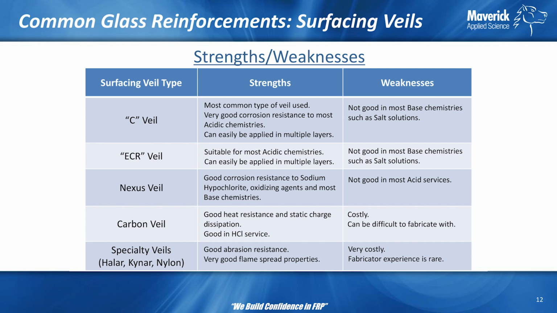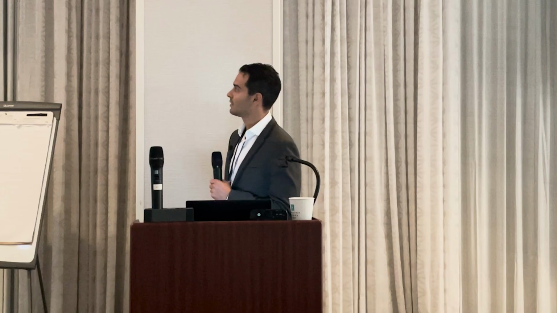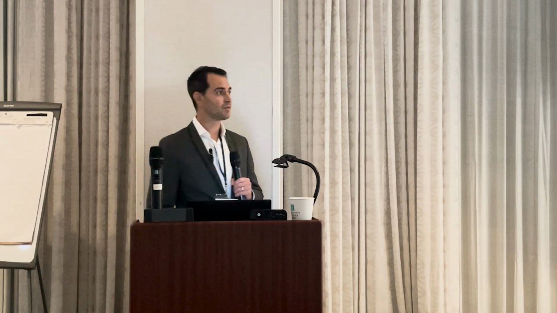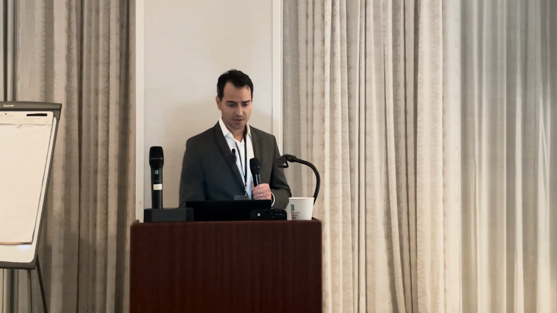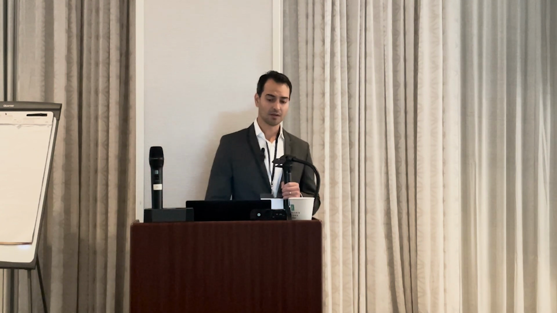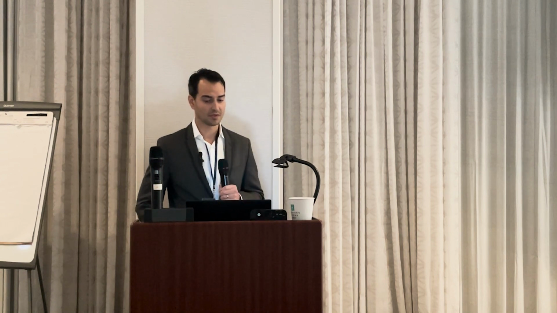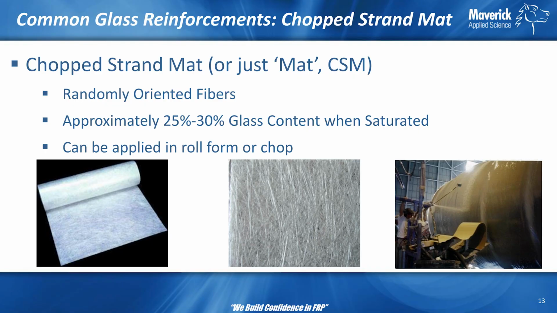We also have carbon veils. They have good heat resistance and static charge dissipation, and are very good for HCl services. The problem is they're costly and they can be difficult to fabricate with because of the stiffness of that laminate. And we have specialty veils like Halar, Kynar, or nylon. They're good in abrasion resistance and have very good flame spread properties. Weaknesses: very costly, and some fabricators don't have much experience using these types of veils. Let's move on to the next type of glass reinforcement.